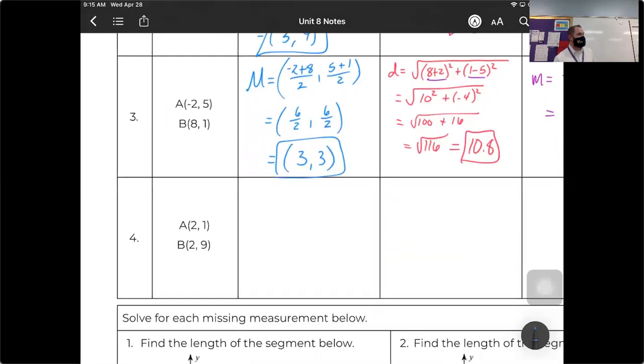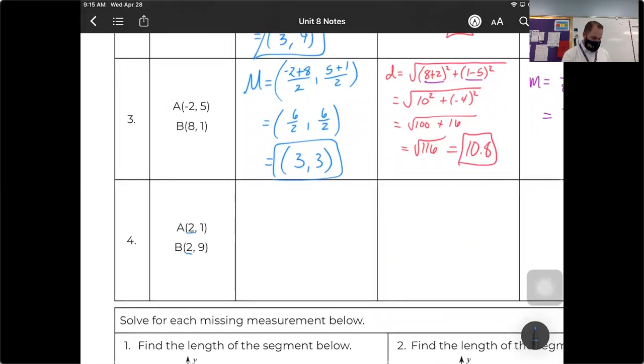On number 4, do they have something in common? 2's. They have the 2's, but they're not the y values, they're the x values. These are both the x values. So let's do our midpoint formula again. We're going to add the x's, 2 plus 2 divided by 2, and add the y's, 1 plus 9 divided by 2.